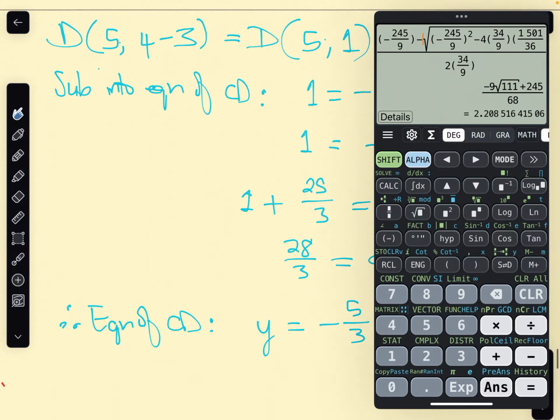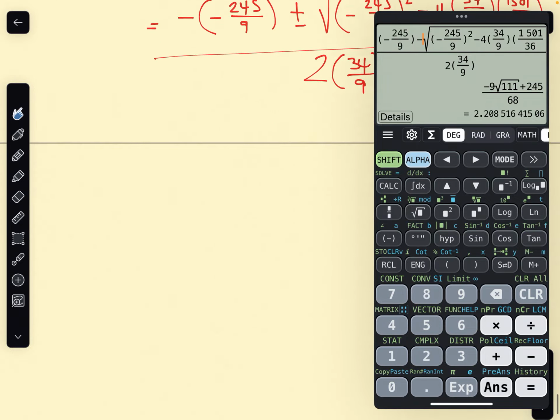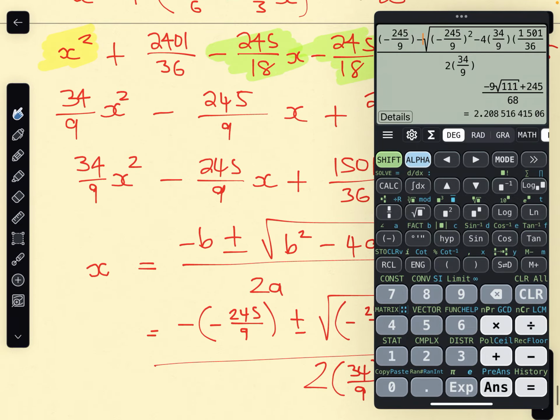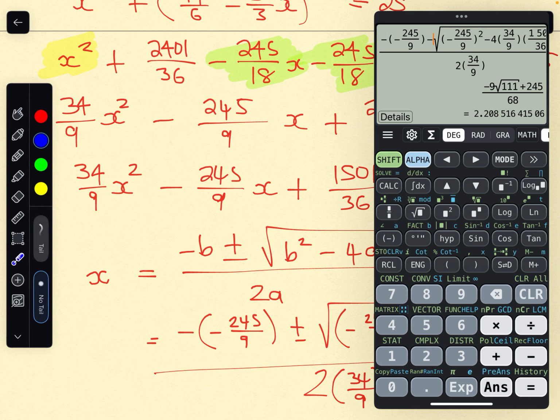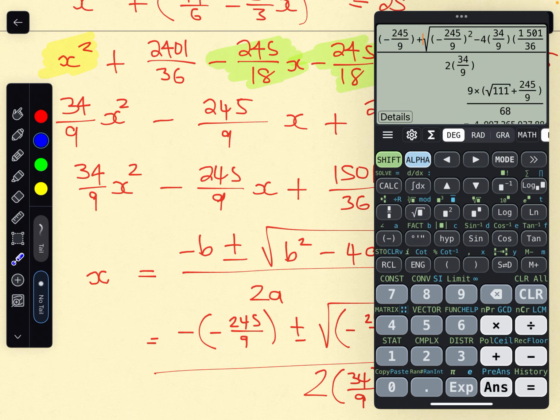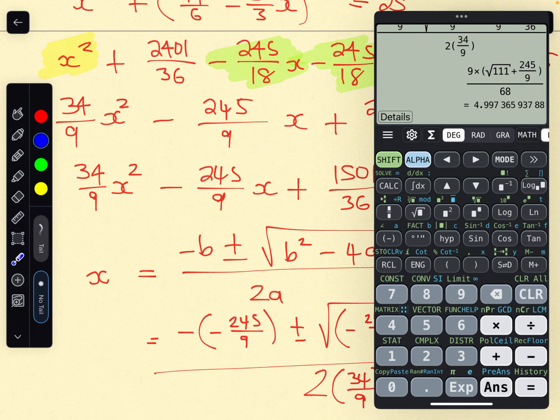Okay, so first let's just double check that we have inputted everything correctly, because that's the first way that we can break our hearts. So 245 over 9 minus 245 over 9, 34 over 9, 1501 over 36, 2 times. Okay, so everything is inputted correctly. So truly, I have made an error somewhere.